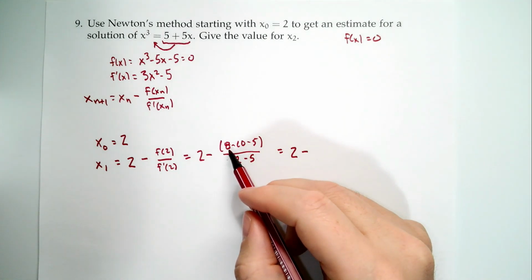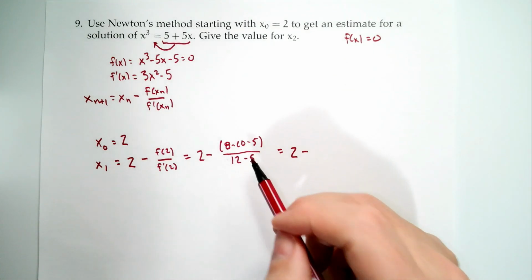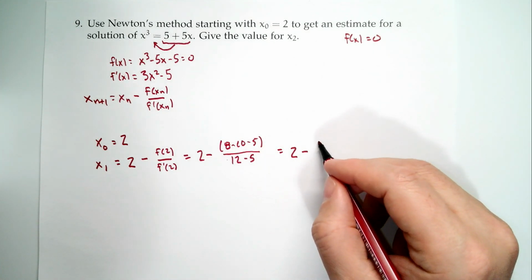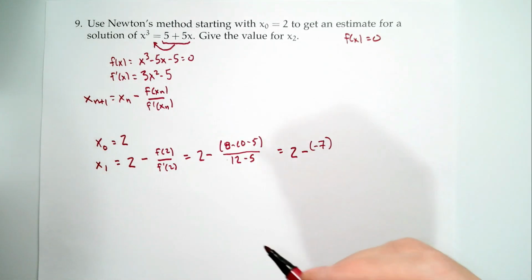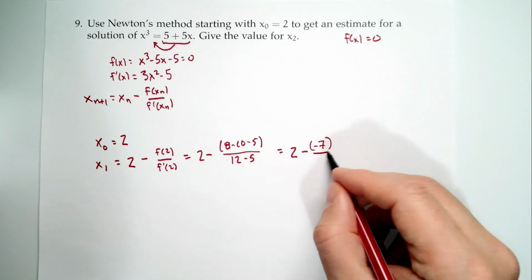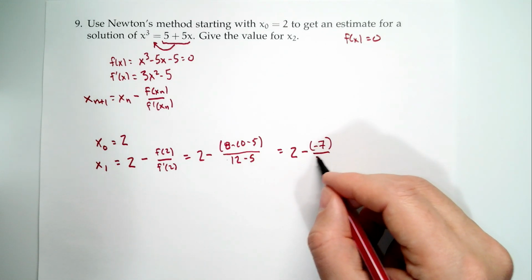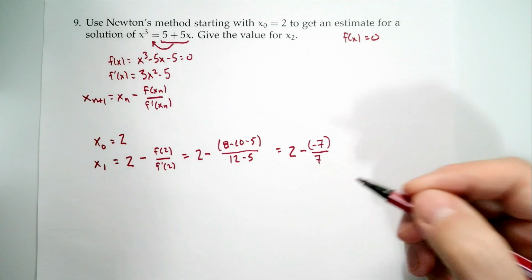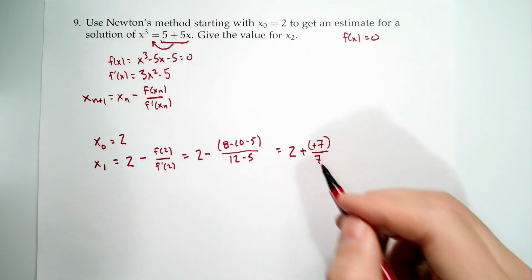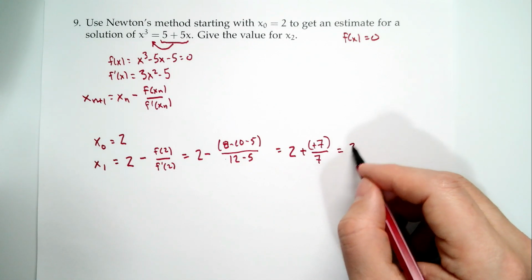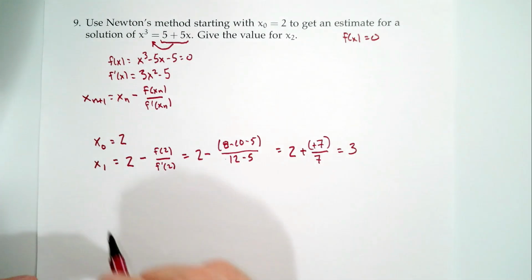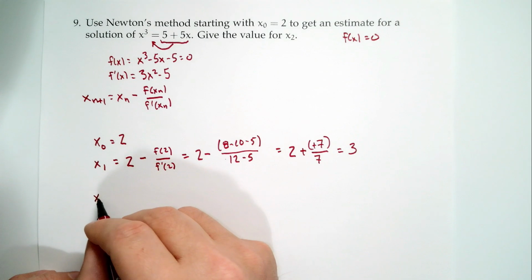Well, that's 8 minus 15. That's negative 7, right? 8 minus 15? Yeah, that's right. And downstairs, 12 minus 5, that's 7. Minus minus makes plus, so we really get 2 plus 7/7, which is 3. Okay, so that's x1. What's x2?